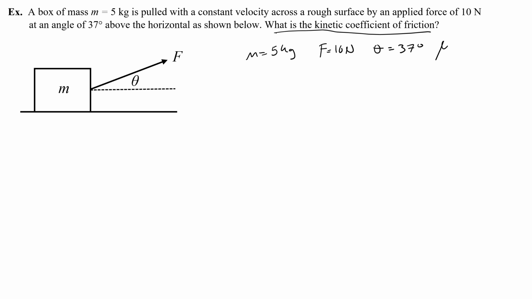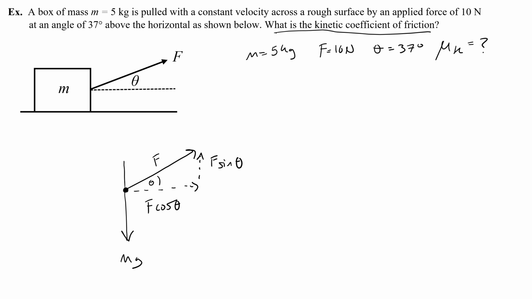And it wants me to find the coefficient of friction, not the acceleration. This is different. What do? Well, let's start with the free body diagram. We have the force angled up, right? So I'm going to go ahead and immediately turn that into F cosine theta and F sine theta. Okay, then I've got the weight down, mg. The normal force is going to be up.